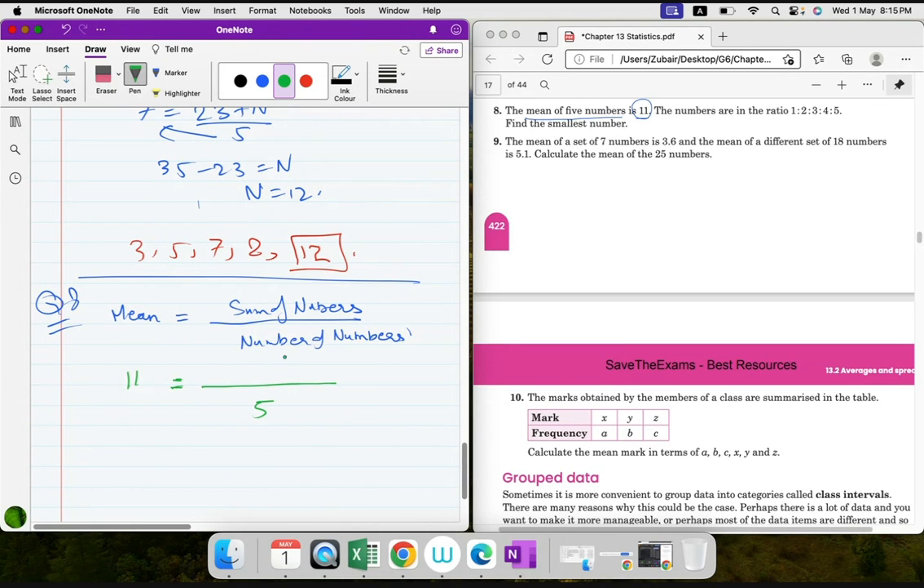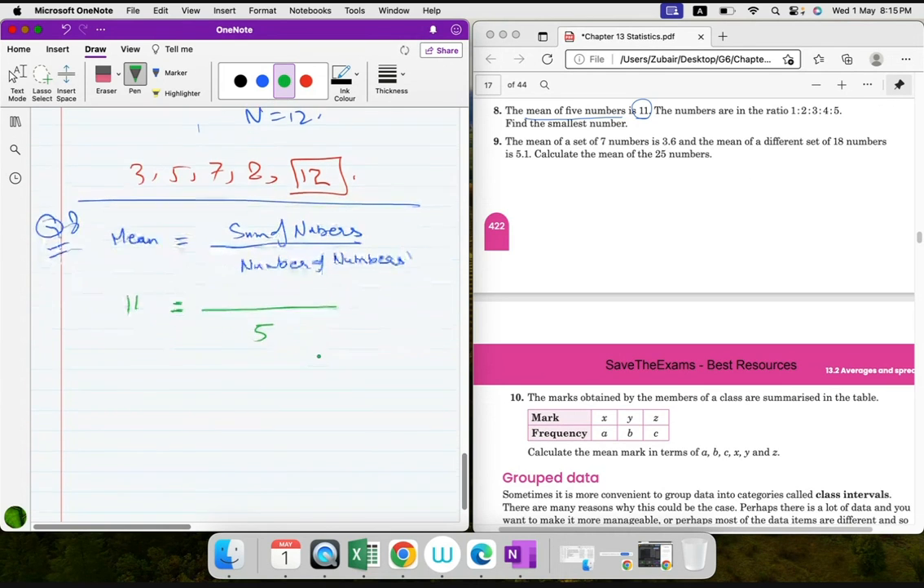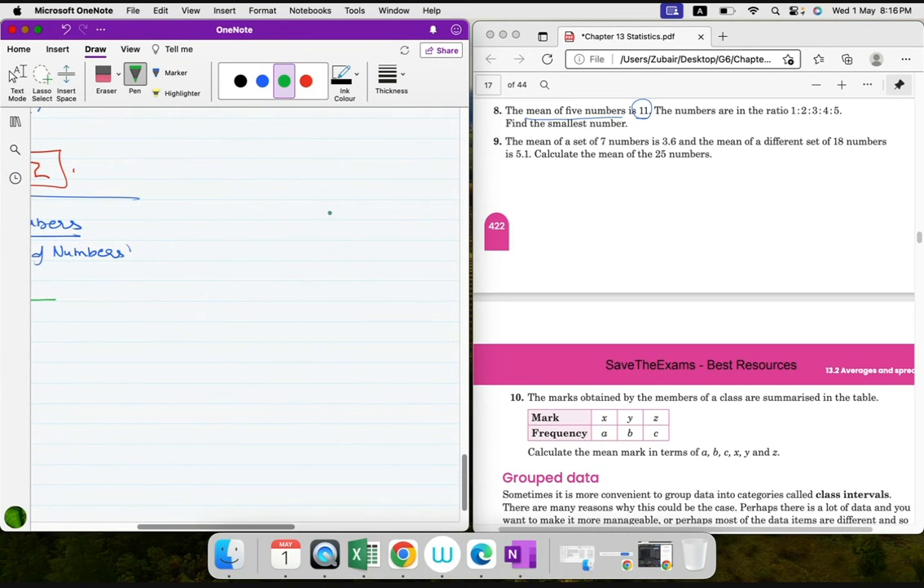Yes, I got 55. Now we have to add those 5 numbers, and I know they are in this ratio: 1, 2, 3, 4, 5. These are not the actual numbers. For example, I say 1:2. It may be 10:20. It may be 5:10. It could be anything. The actual number could be anything. This is just the ratio.